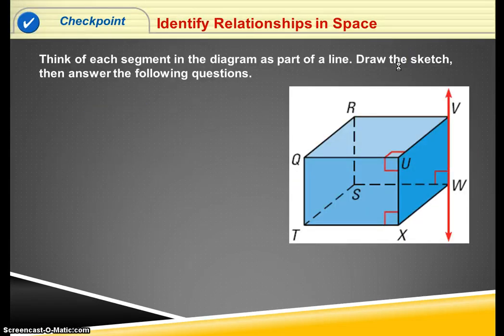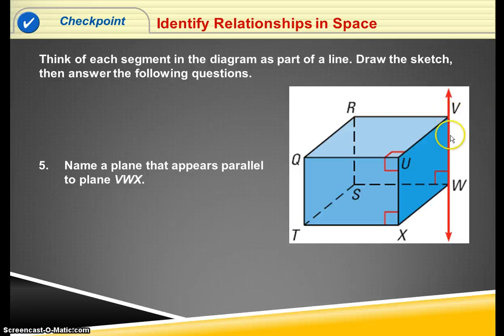Checkpoint, again, you're doing this on your own. Think of each segment in the diagram as part of a line. Draw the sketch, then answer the following questions. Name a plane that appears parallel to plane VX or VWX. VWX is on this right side over here. You only need 3 points to determine a plane. So it is this entire rectangular side over here.